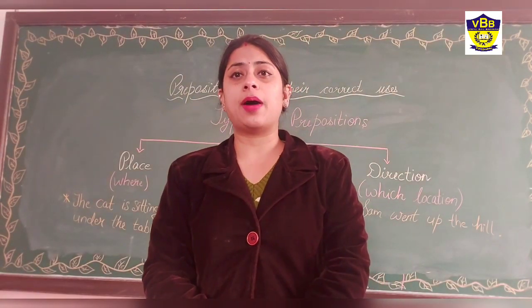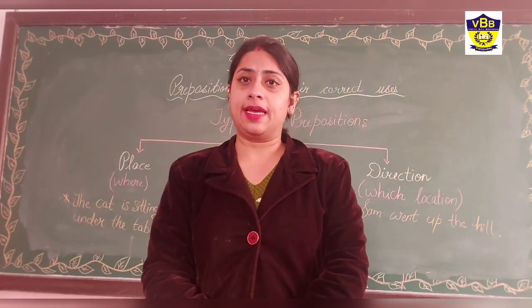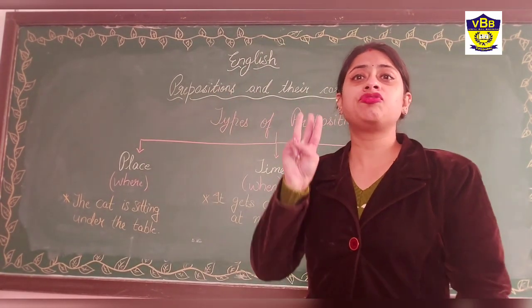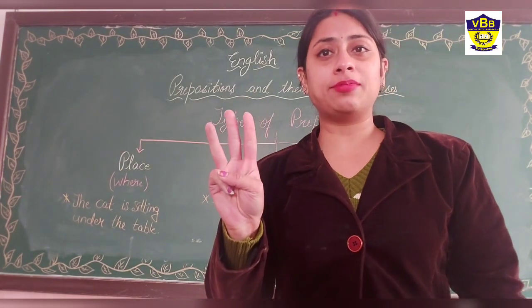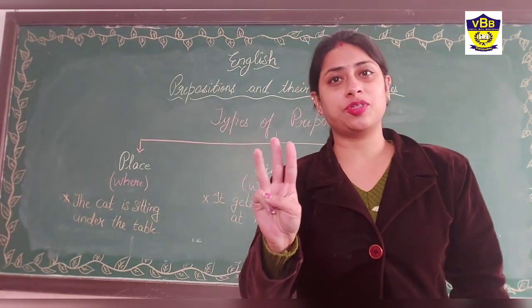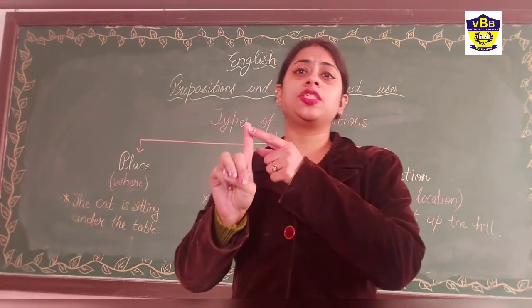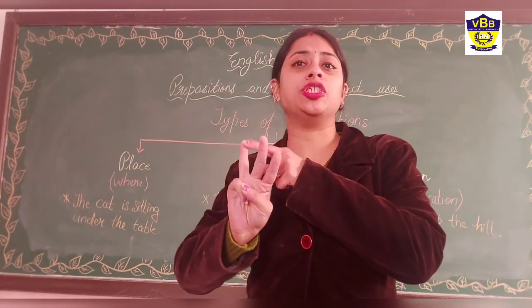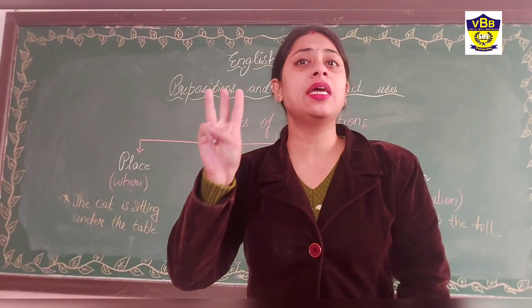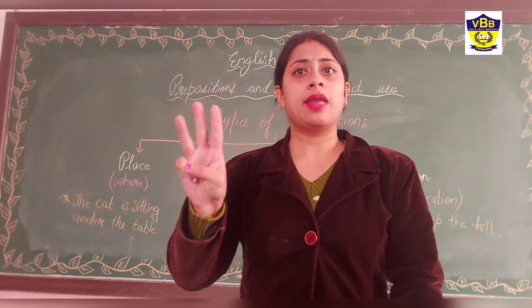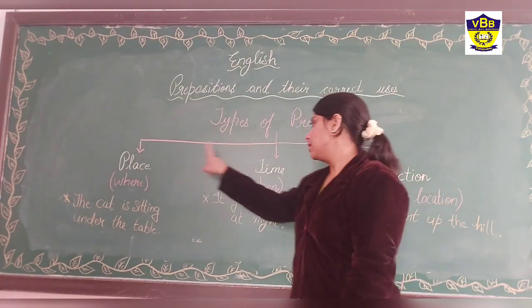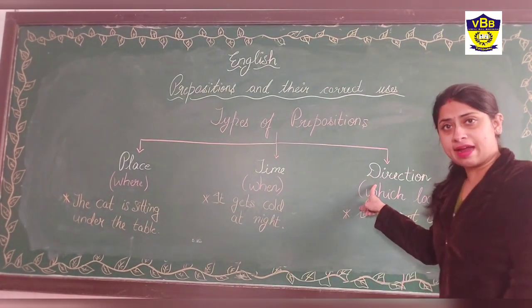Now we will learn about the types of prepositions. How many types of prepositions are there? There are 3 types of prepositions. Right. First is preposition of place, second preposition of time, third preposition of direction. So there are mainly 3 types of preposition that we will learn today.